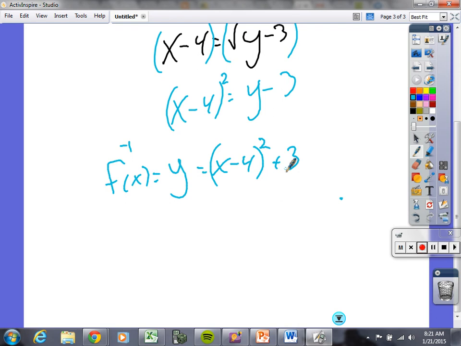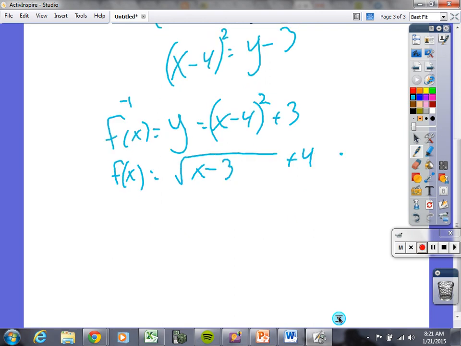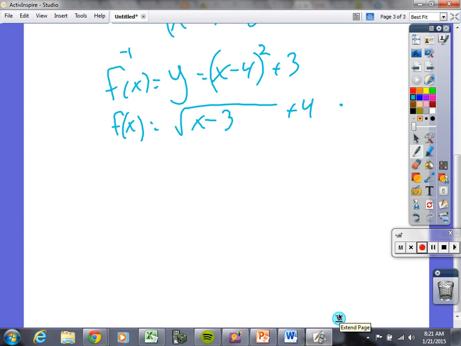Okay, so for example, what was my regular equation? What was my f of x, the square root of x minus 3, plus 4? Is that what it was? That was my original one, correct? Okay, what they like to do is the composition of these two functions. So I'm going to do f of f inverse of x.